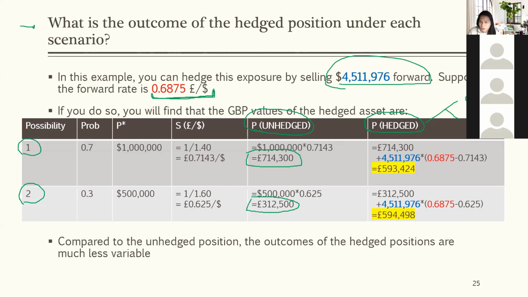In our hedge portfolio, as we mentioned before, there are two financial assets. We've got our portfolio in the US, and we've got a short forward contract on $4.5 million. For this short forward position, the payoff function is F minus ST, since this is a short position, times the amount of the contract. So that will be 4,511,976.